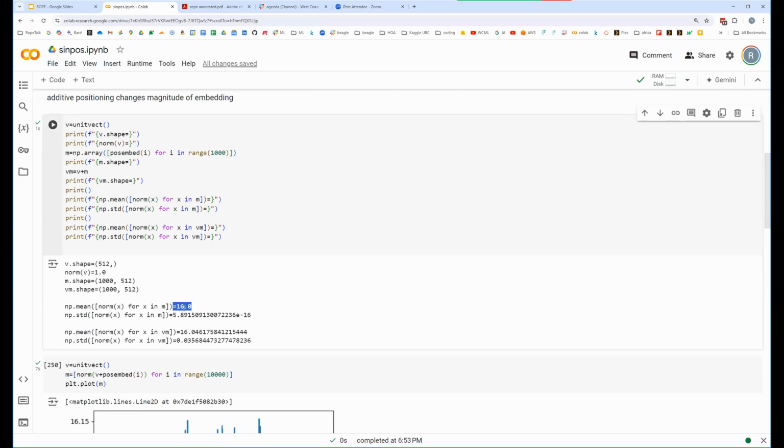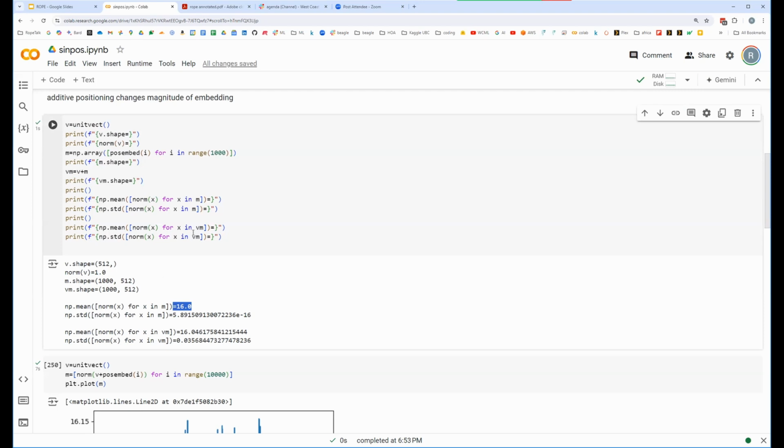So on average, it changed the vector from size 1 to size 16, the norm from 1 to 16. I was surprised that that much of the magnitude was going to be committed to position embedding. But I didn't see anything that scaled it. Theoretically, you should be able to just scale how big that is. I don't know what would be a good value to choose. But anyhow, that's what I saw in it.